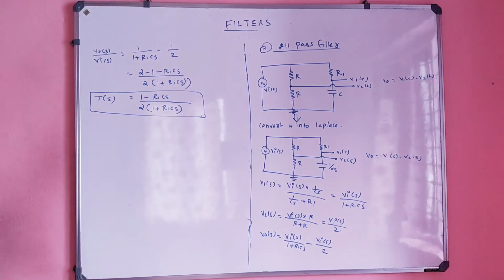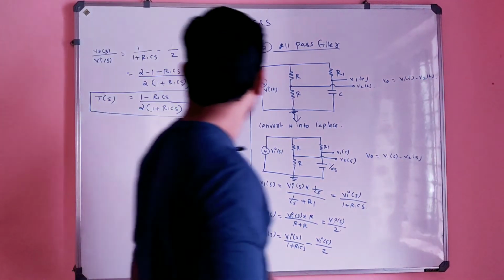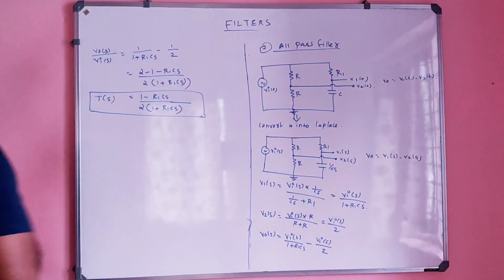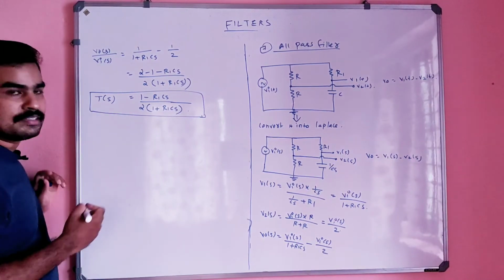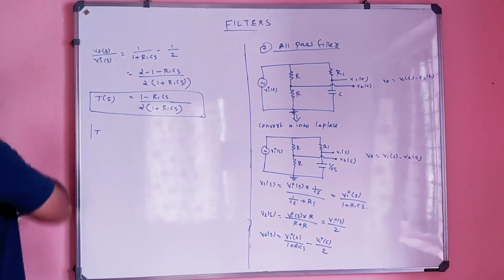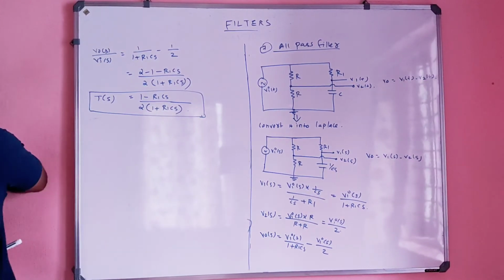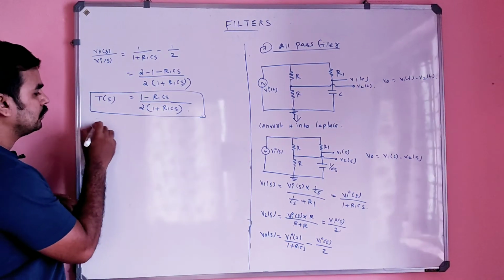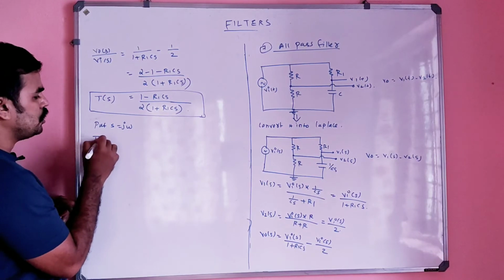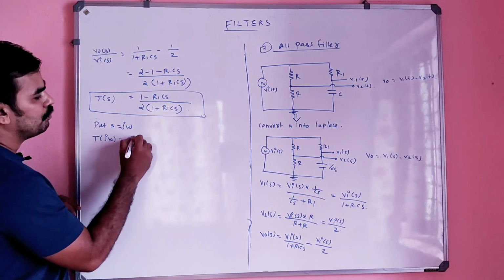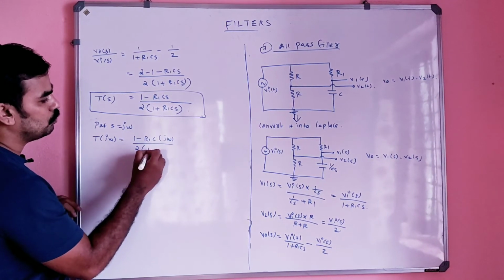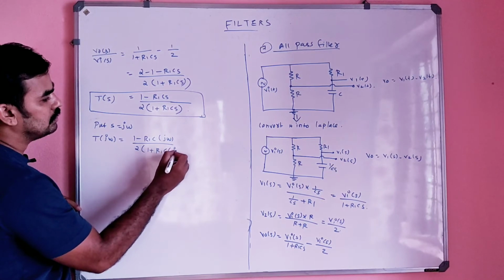This is my transfer function T(s) = (1 - R1Cs) / (2(1 + R1Cs)). What will be the magnitude of the transfer function? Before that, put s equal to j omega, because s is nothing but j omega, and then it will be easy. So T(j omega) will be equal to (1 - R1C j omega) divided by 2 into (1 + R1C j omega).